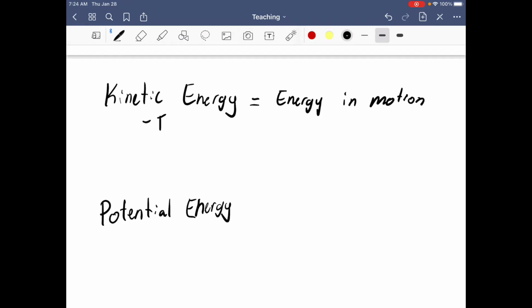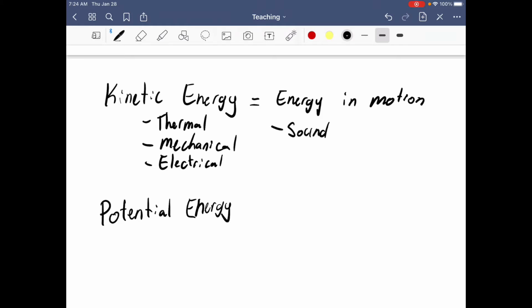They are thermal energy, which is heat, mechanical energy, which is motion, electrical energy, which is electricity essentially, sound energy, and electromagnetic radiation, which is light energy. Okay.